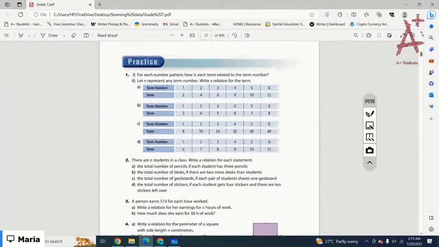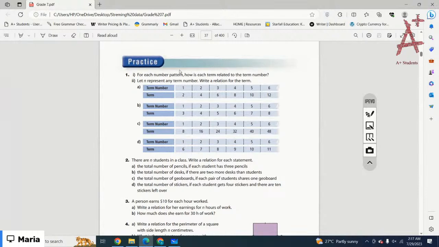Okay, you can see the term number is 1, the term is 2. Term number 2, that would be 4. Term number 3, that would be 6. 4, 8, 5, 10, 6, 12. Okay, just identify the relationship. You can see the term is twice the term number.